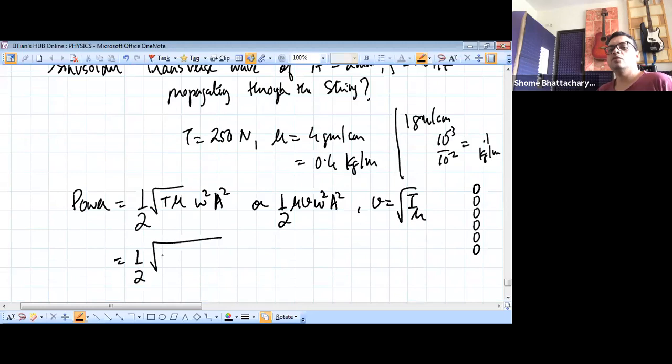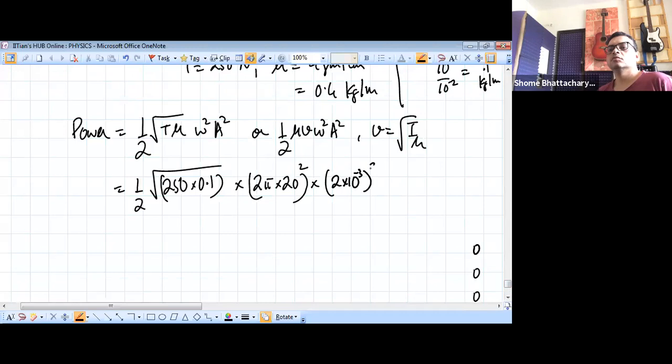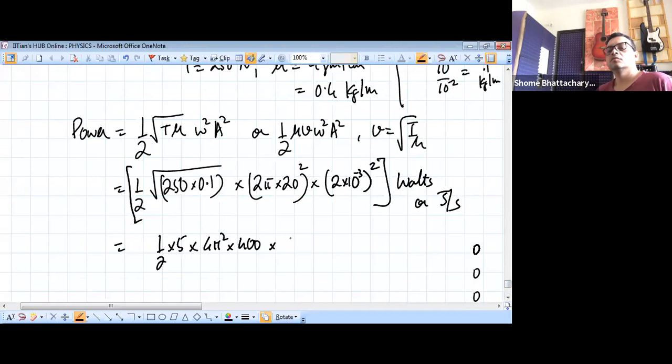So just half square root of 250 into 0.1 into omega, which is 2 pi into 20, into A squared. I think 2 millimeters was the amplitude. Convert that to meters because we want the power in watts, or joule per second. So this power that we get will be in watts or joule per second. That's all there is to this. And you can take pi square as approximately 10, so it becomes an even easier calculation.